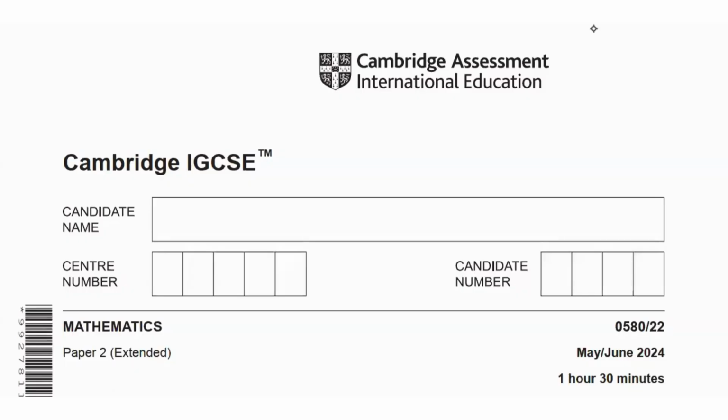Hey guys, if you're someone who has been looking for the IGCSE Cambridge 0580 Paper 2-2 for May/June 2024, here's the marking scheme for it, and I'll give you a very detailed walkthrough for the solutions, quick tips and tricks which will help you save time while attending this exam. So let's go for it.